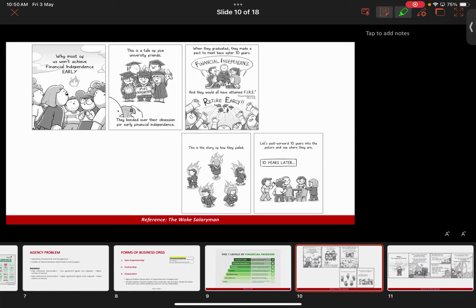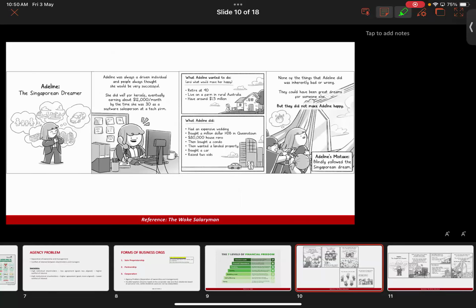We call it FIRE. That means everyone wants to achieve FIRE because you want to retire early, you want to achieve financial freedom. So here there was a story about why most of us wouldn't achieve financial independence early. You can see there are a group of university friends. They wanted to achieve FIRE, but what happened is after 10 years, when they met, they had not achieved that. So let's see what the story is about.